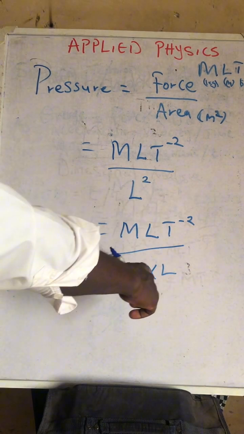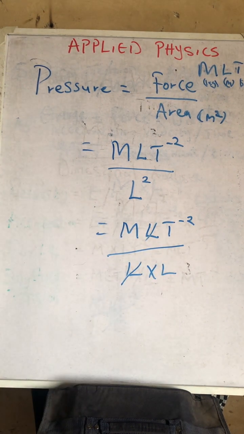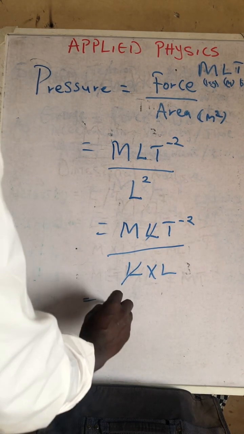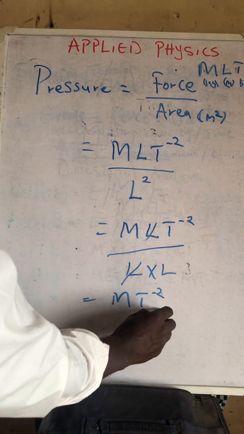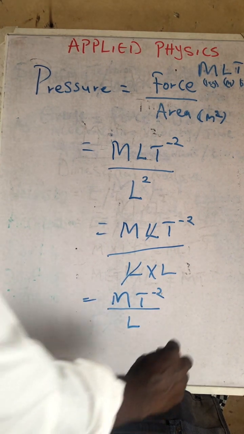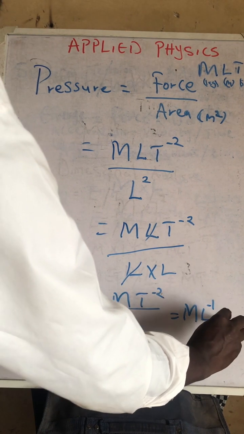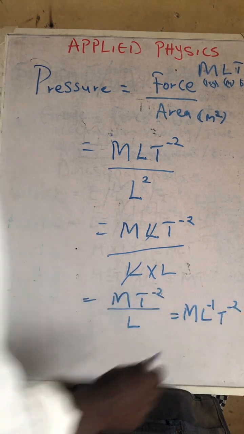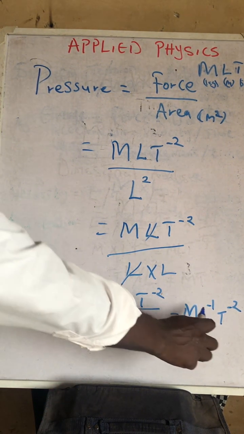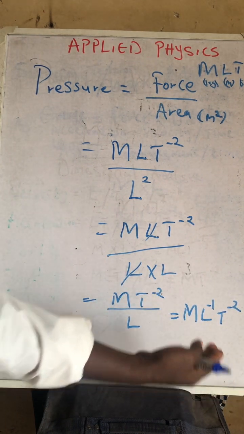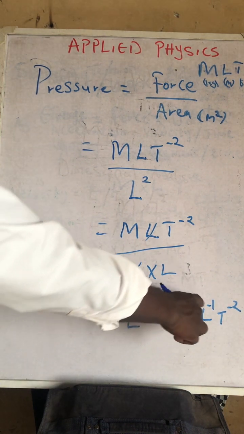L square means L times L. So 1 L here will cancel 1 L. So what do I have now? I have M times T raised to power minus 2 all over L, which is equal to M L minus 1 and T raised to power minus 2. I told you, whenever you see a negative sign here, minus 1, you should know that it's coming from a division. It's a denominator. So it's represented as L raised to power minus 1.